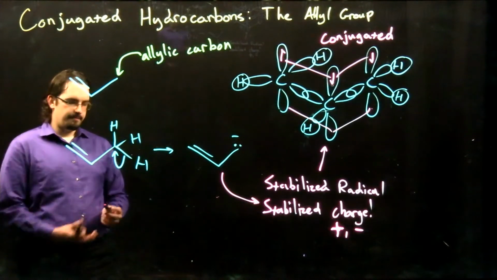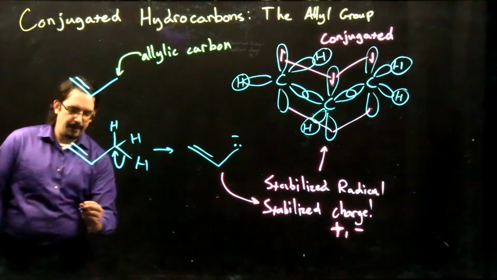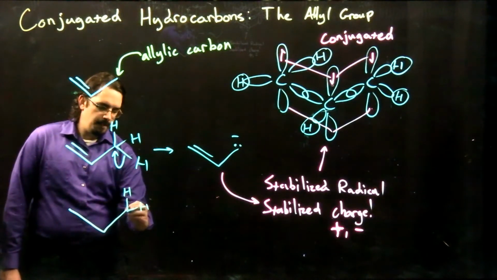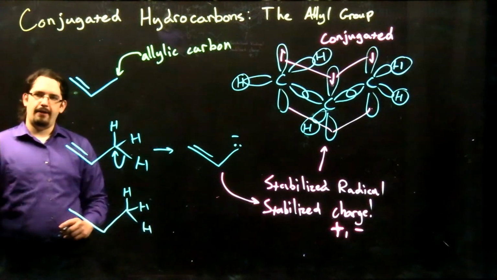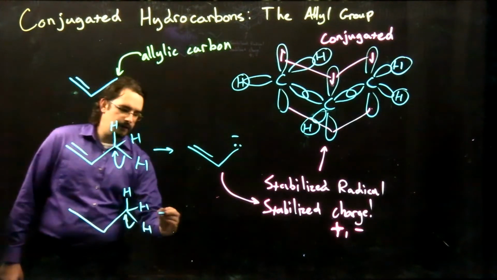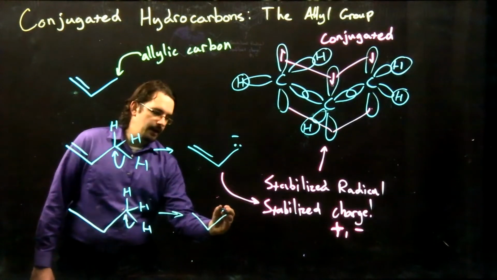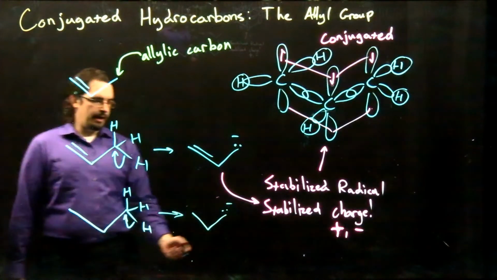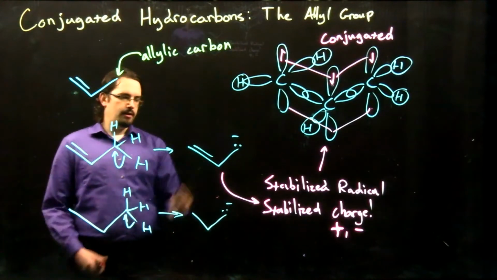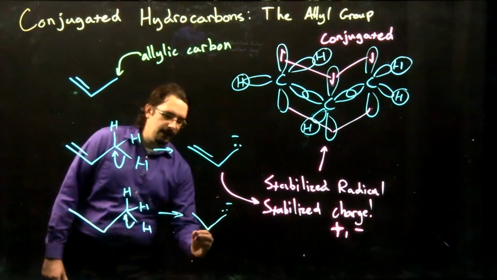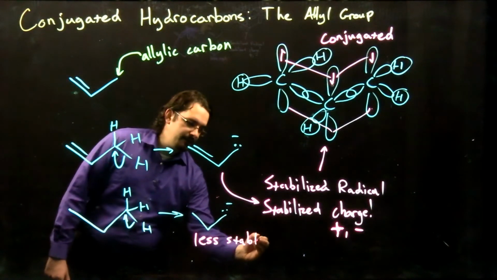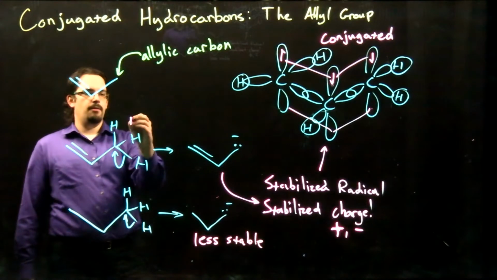This means that if I compare the acidity of a propyl carbon, right, without my alkene double bond over here, and I was going to deprotonate this by reacting it as an acid to form my propyl anion over here, this would be much less stable than my allylic anion, which then means in turn that this is more acidic.